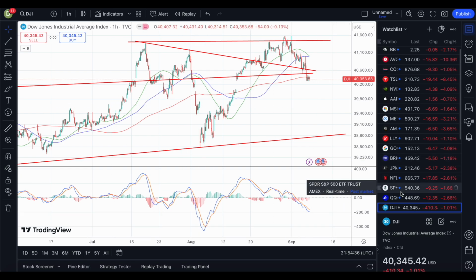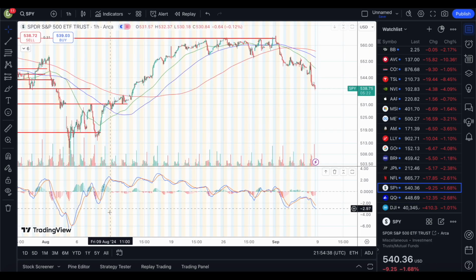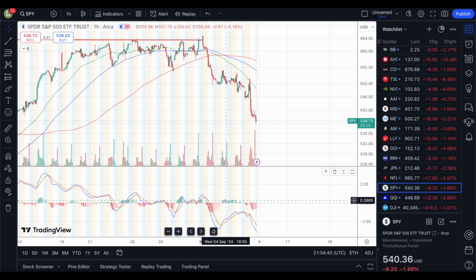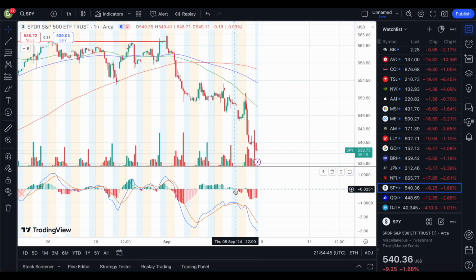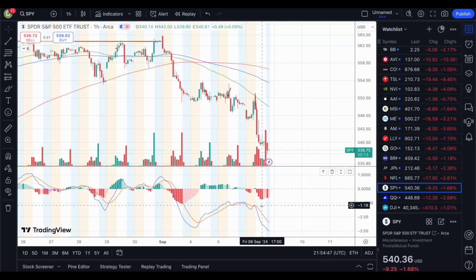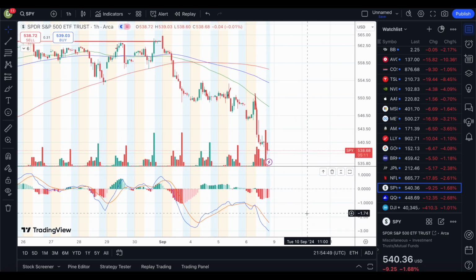And the one thing to note is for the S&P, Nasdaq, and Dow Jones, based off the MAC lines, in case you're new to the channel, MAC lines indicate if we're in a bearish or bullish movement. So I'm going to zoom in right here a little bit, and you can see there's the MAC line right here. And this is in the bearish movement, indicating potential further downside. But this is the direction currently.